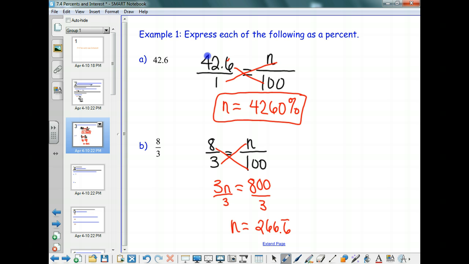266.6 repeating percent. And if you don't want to write the 0.6 repeating, what else could you write? You could write 266 and 2/3%, because 0.6 repeating is 2/3. I don't care whether you do it or not, but if you see that written in the back of the book or something, you should realize that that's the same answer.